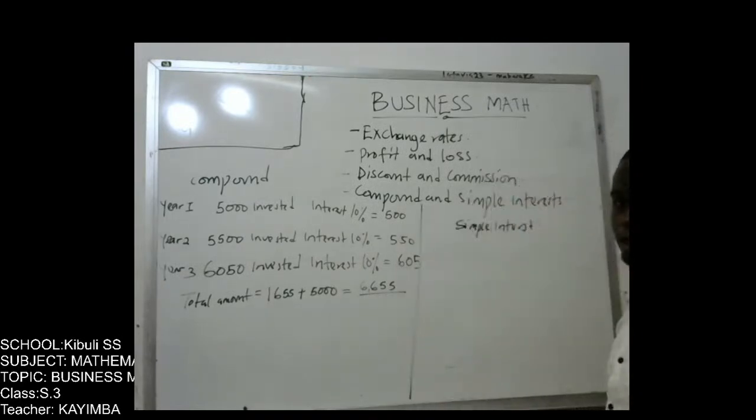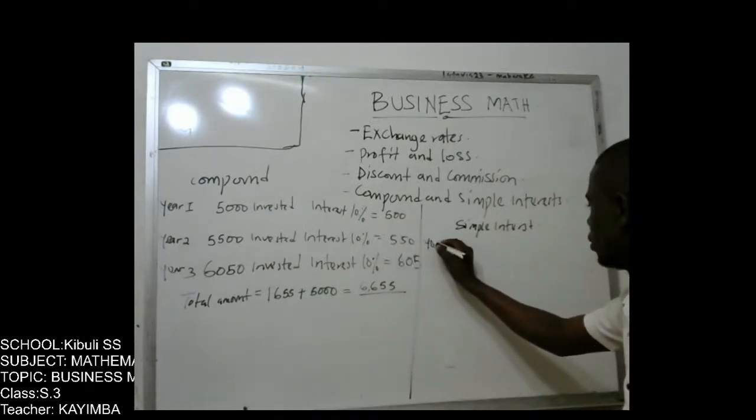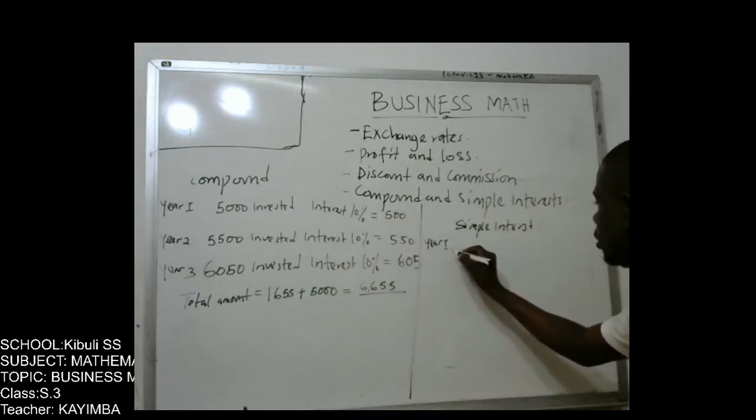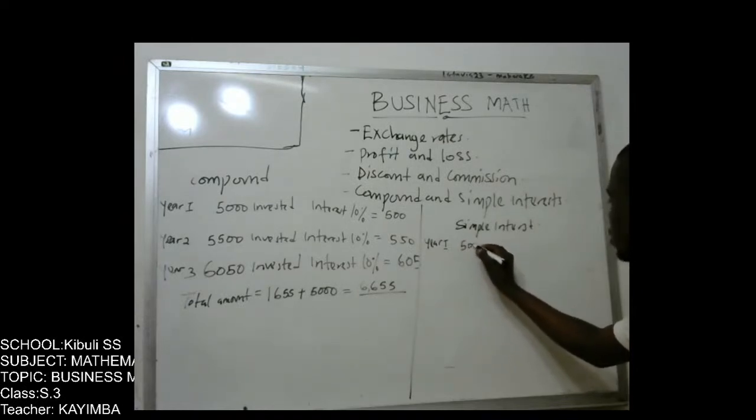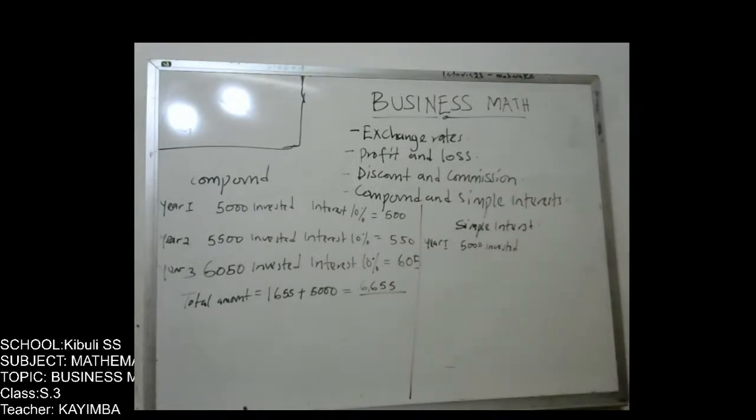For the simple interest, you have year one, okay? Year one, a person invests 5,000, they are investing the same money altogether. Interest is also the same, 10%. The amount here is going to be 500 for the first year, okay?